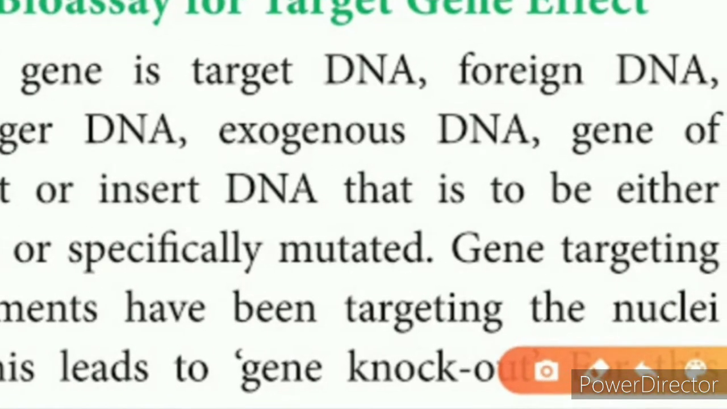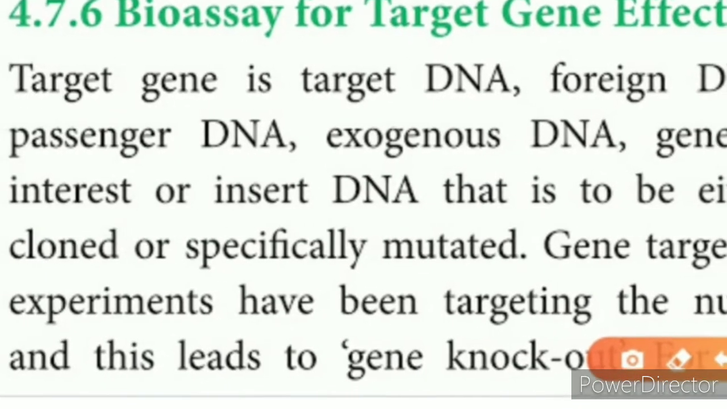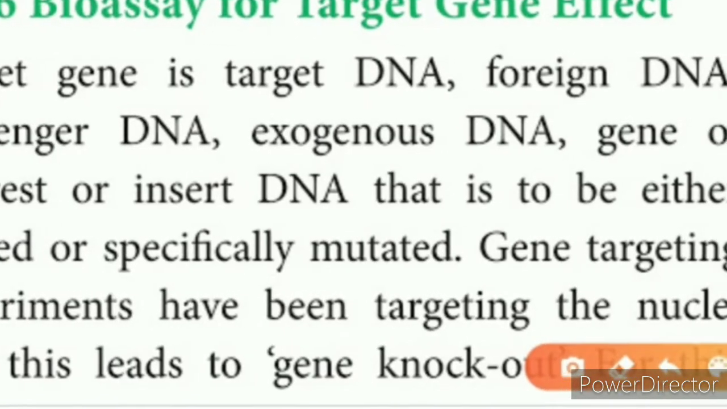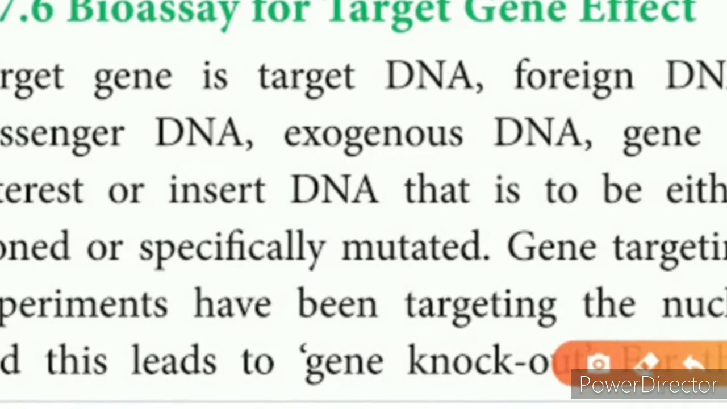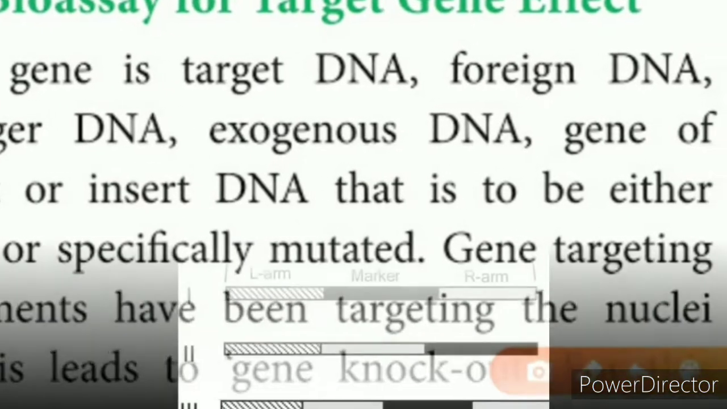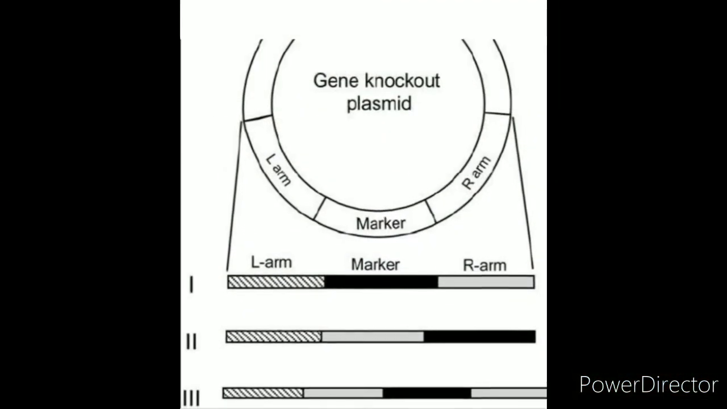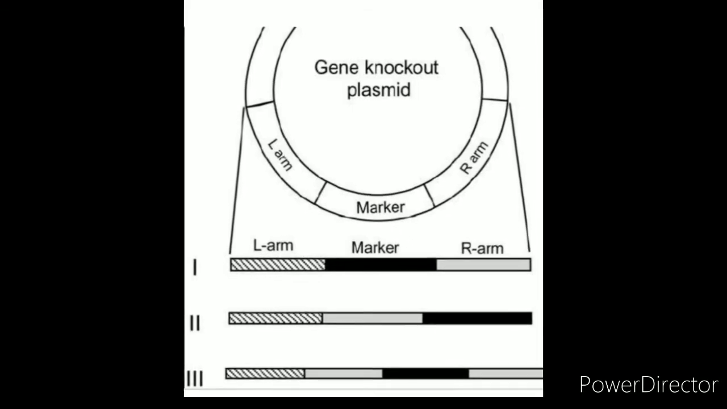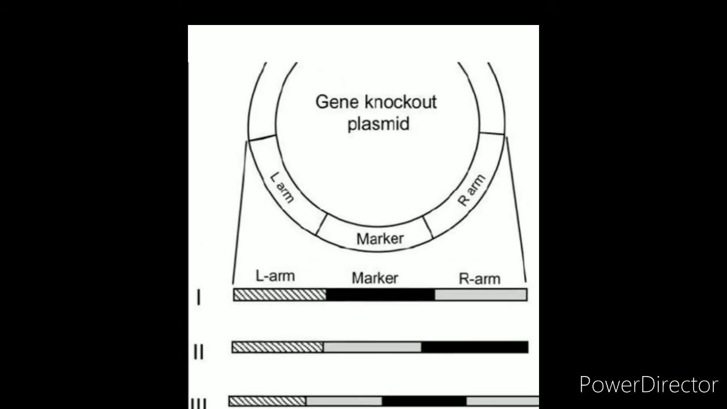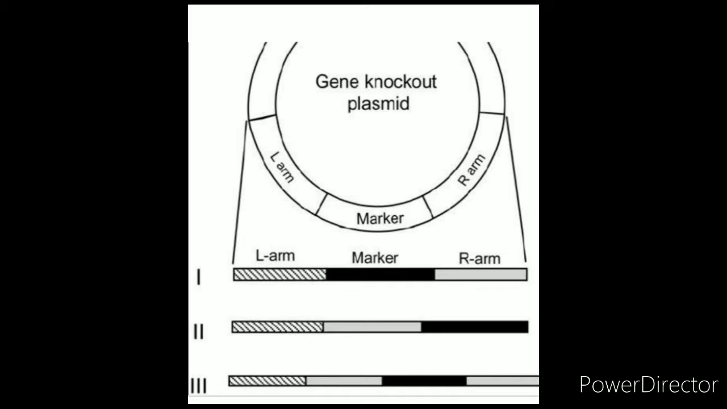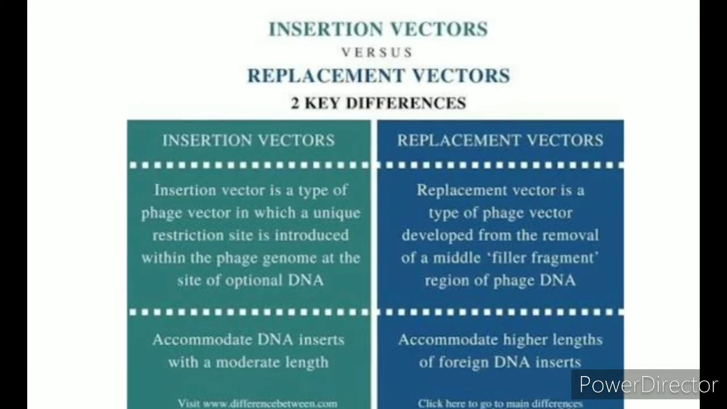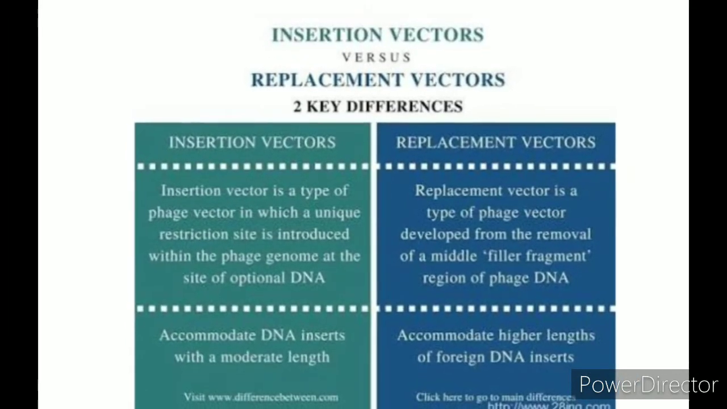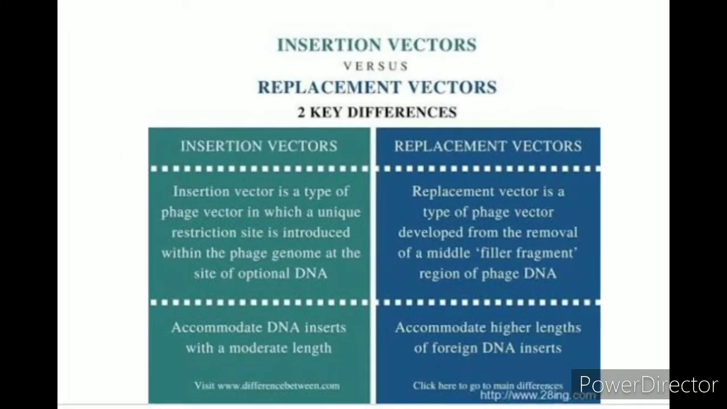Gene targeting experiments have been targeting the nuclei and this leads to gene knockout. A gene knockout is a genetic technique in which one of an organism's genes is made inoperative. For this purpose, two types of targeting vectors are used. They are insertion vector and replacement or transplacement vectors.